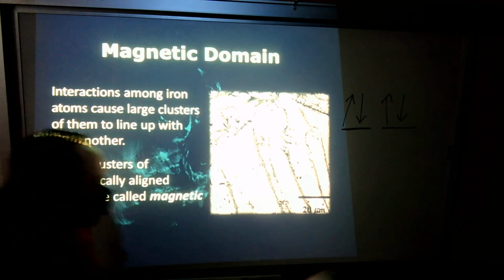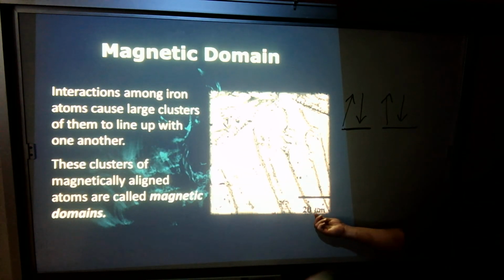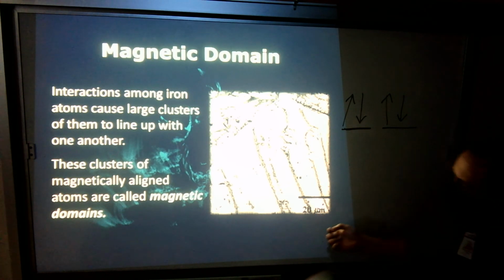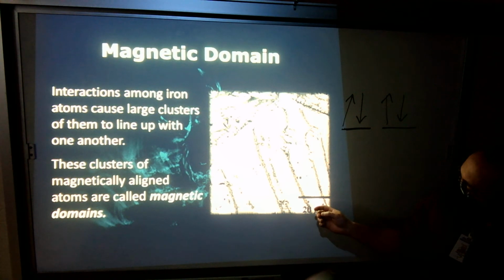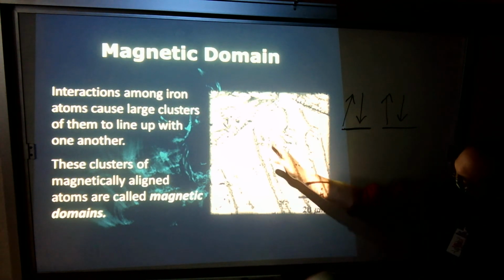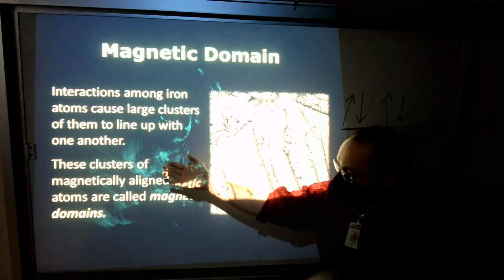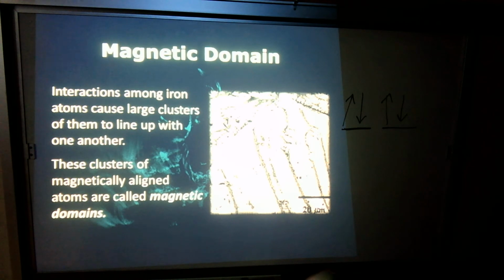You can see this is 20 micrometers. That's 20 millionths of a meter. Micro's abbreviation is this little mu that we keep seeing. And all these atoms have their magnetic fields lined up. Magnetic domains are clusters of magnetically aligned atoms. That's a question. That's about what is the domain.